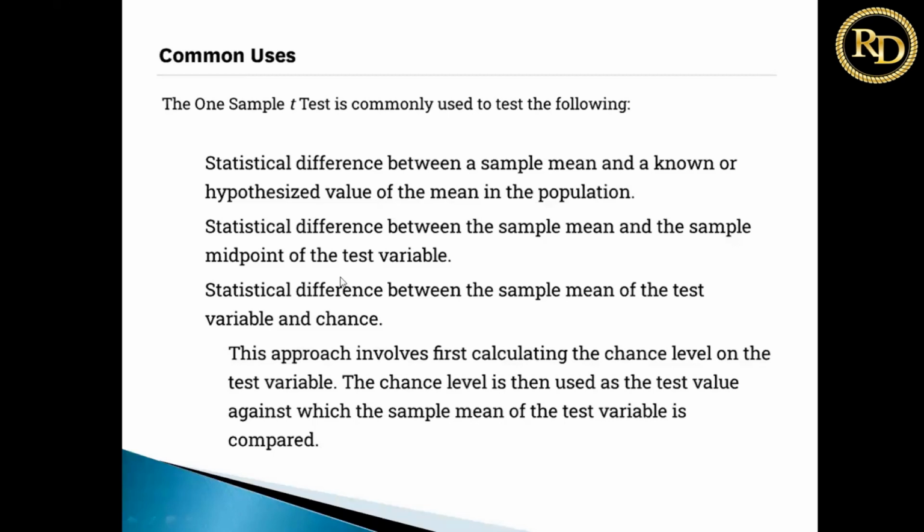And so this approach involves first calculating the chance level on the test variable. The chance level is then used as the test value, which we will be using. That is, on the basis of, say, the 5% level of significance, we will be using the critical value, again, against which the sample mean of the test variable is compared. So we calculate the value of the statistic under investigation, and we compare it with the critical value that is obtained from the table, by using the different levels of significance.